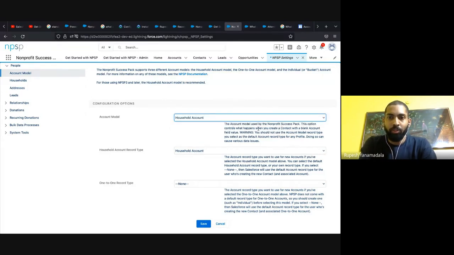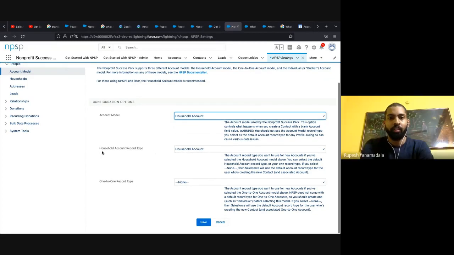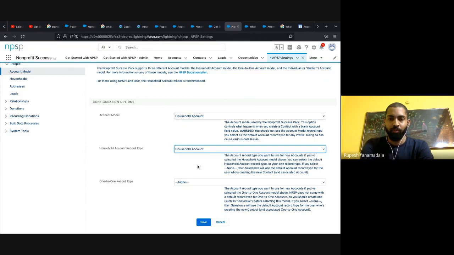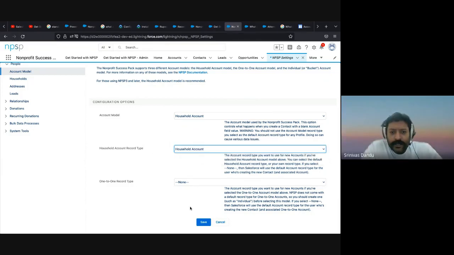Like the account model type used by the Nonprofit Success Pack, this option controls what happens when you create a contact with a blank account field value. Warning: you should not use the account model record type you select as a default account record type for any profile. And you can see here there is a record type, household account record type. Here also you can manage these household account or organization or a master. So that's like the parent-child relationship when you say master and organization?